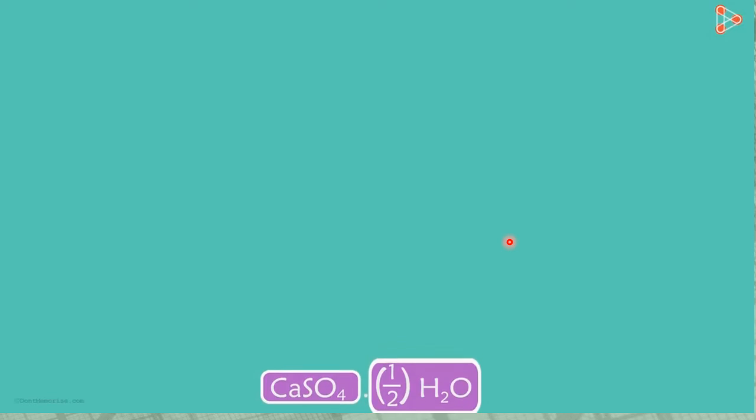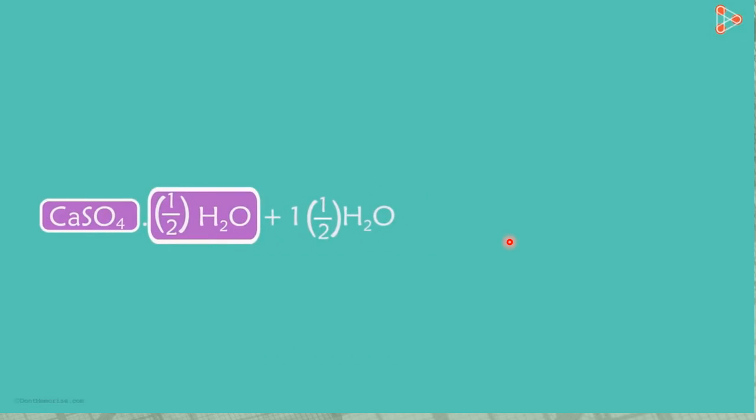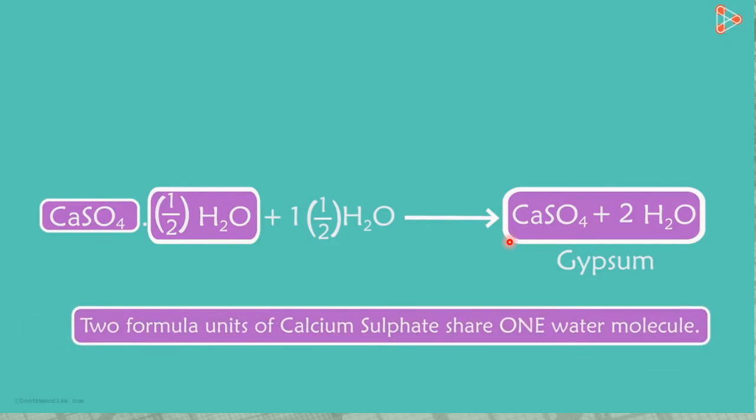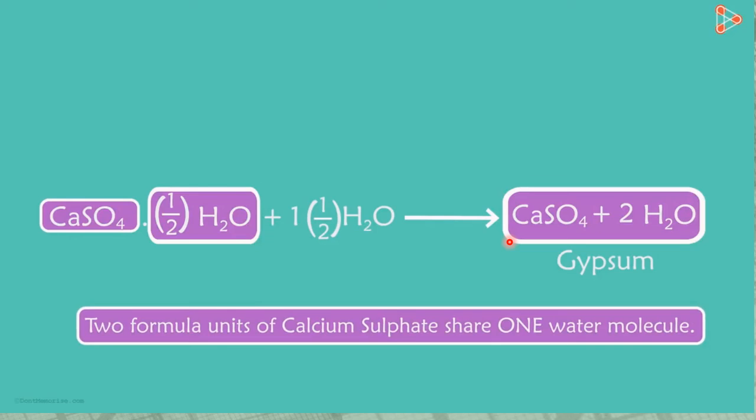After addition of water, plaster of Paris is again converted into gypsum, a hard mass. Are you wondering how we are able to see just half a water molecule here? Is that possible? It's written like this because two formula units of calcium sulfate share one water molecule. This is one way of writing.